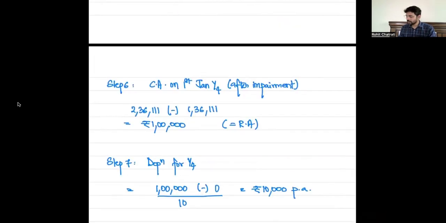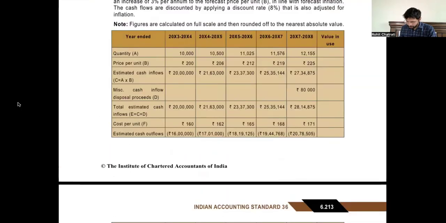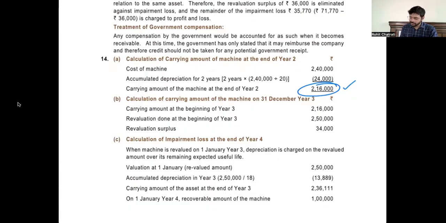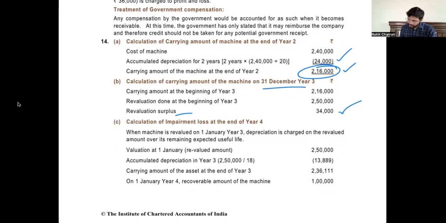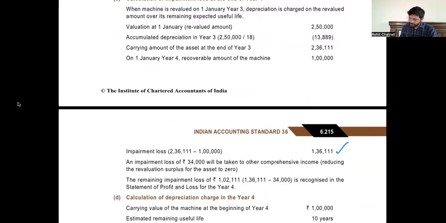Let's now quickly refer to the institute solution as well. This was question number 14. Calculation of the carrying amount of the machine at the end of year 2 is 2,16,000, with 12,000 of depreciation per annum. So for 2 years, depreciation was 24,000. Carrying amount of the machine in year 3, or revaluation surplus, is basically 34,000. The impairment loss that was recognized is equal to 1,36,111. The impairment loss is 1,36,000.